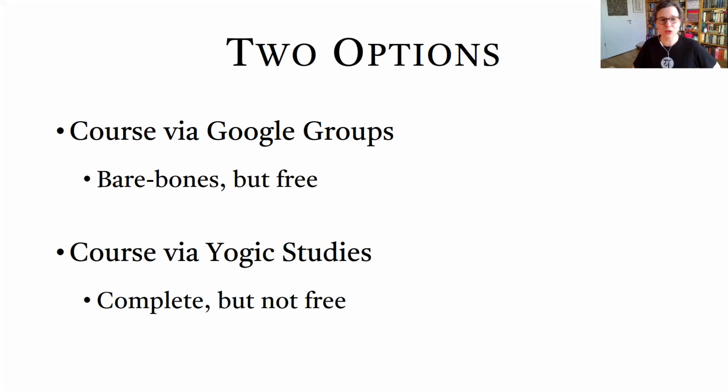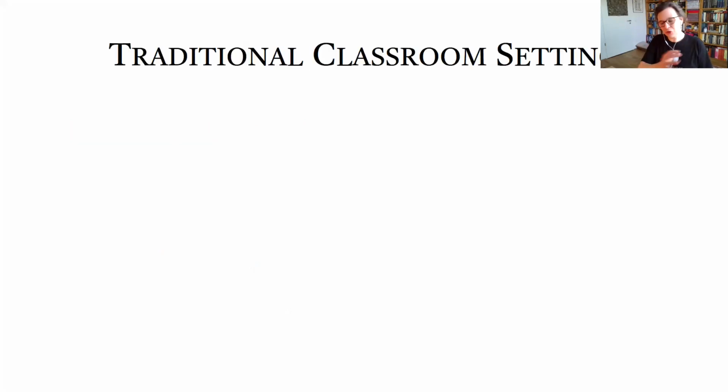Namely, I have one course that I teach via Google Groups, which is bare bones, but free. And then I have another course that I teach via Yogic Studies, which is, I would say, fairly all around, fairly complete, but not free. And what I'm trying to do with both of these courses is imitate what I still think is the best setup for learning anything, but especially learning something complex, which is a traditional classroom setting.